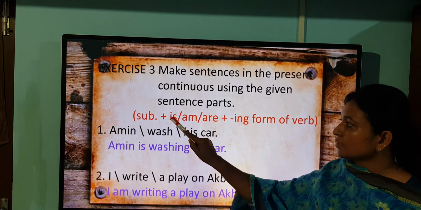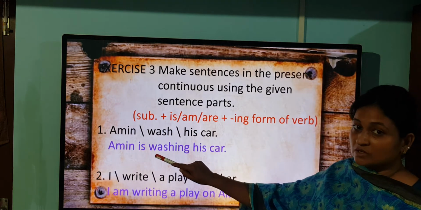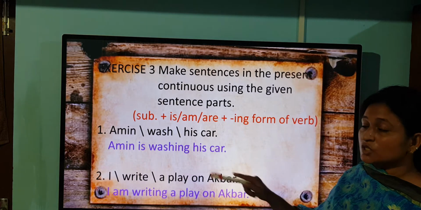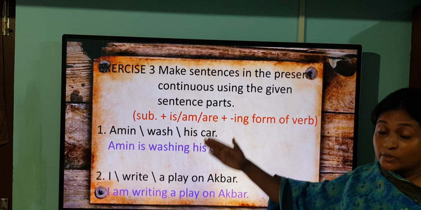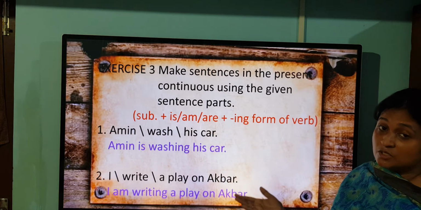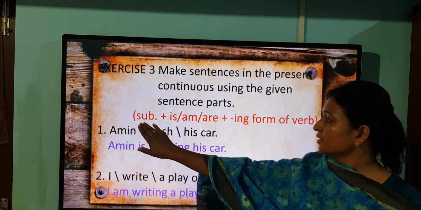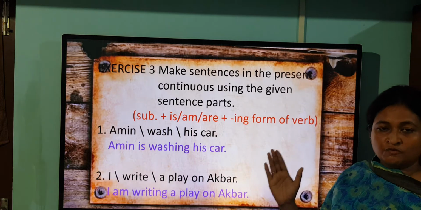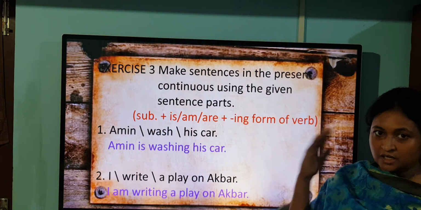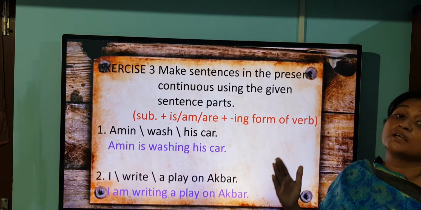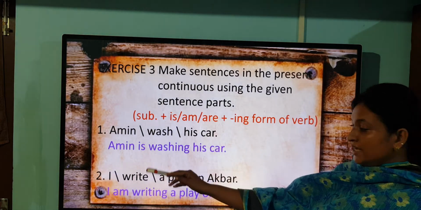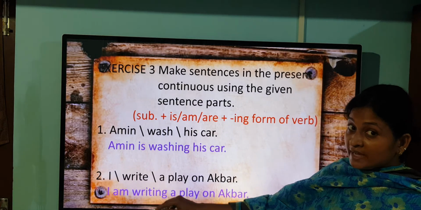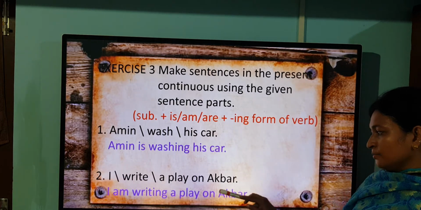Amin is, singular, no, washing his car. So children, whenever you have such questions like present continuous tense, in the remaining sentences also you have to use that. So you can write the rule or the formula and keep it. So it is very clear in your mind what rule you have to follow. So Amin is singular, so is. With I it is always am. I am writing a play.